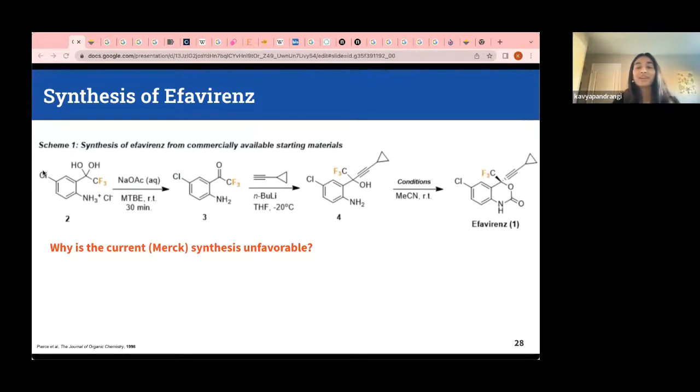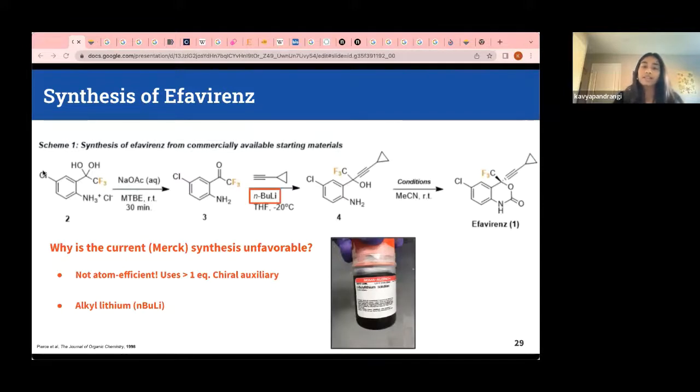Now, there's a couple reasons why this current Merck synthesis is unfavorable. First is the fact that it's not atom efficient. Basically, it has a low conversion efficiency, or a low ratio between the mass of the desired product to the total mass of products. And the second reason is that it uses an alkyl lithium reagent known as N-butyllithium. The problem with this is that N-butyllithium is pyrophoric and will ignite spontaneously on exposure to air, making the synthesis not only inefficient, but unsafe.